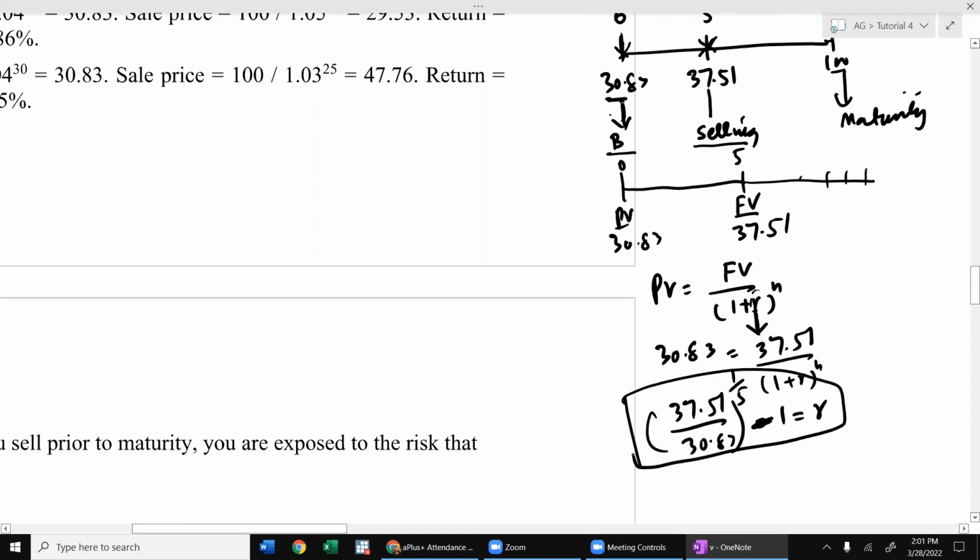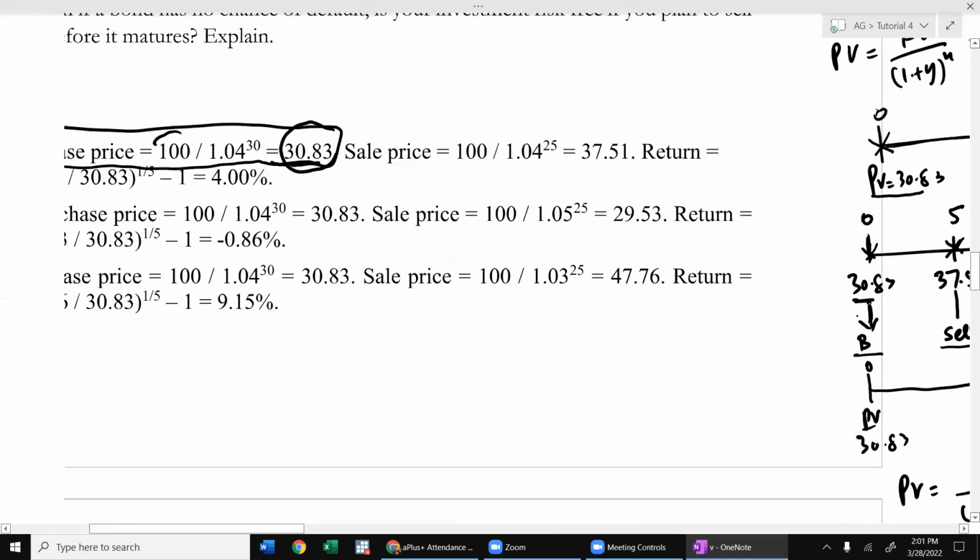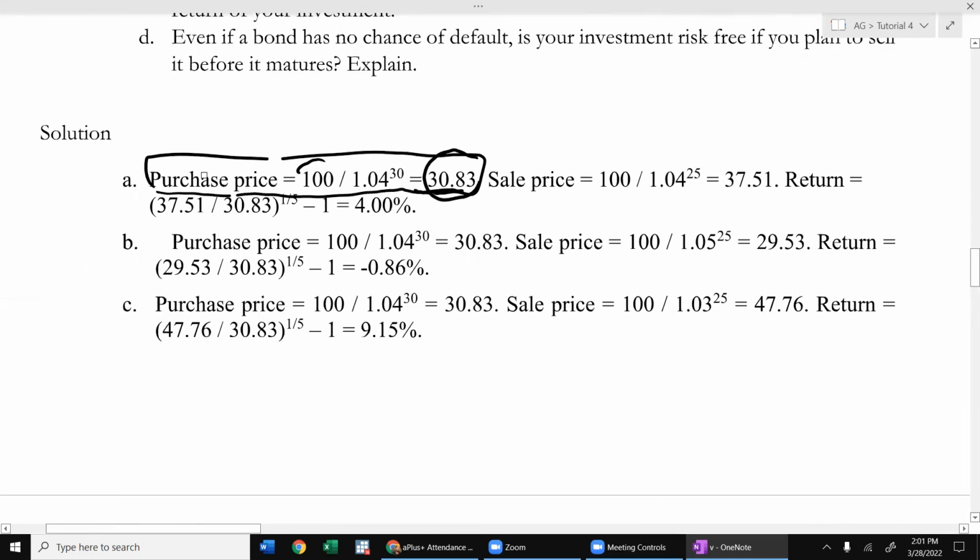Did you get it? So this is the formula that they have written. How did we get this formula? This is the future value when you will sell it. This is the present value, and simply you will get r here.